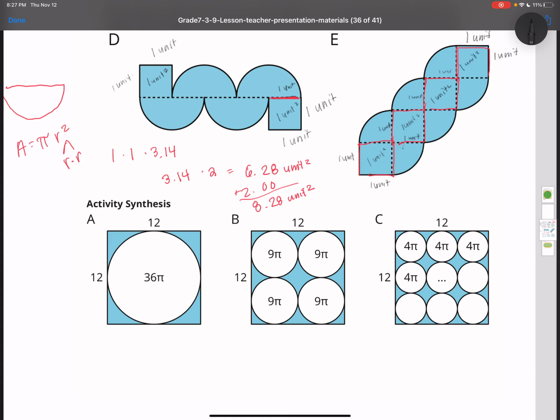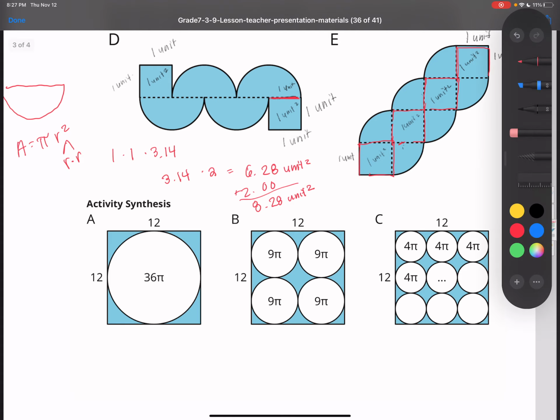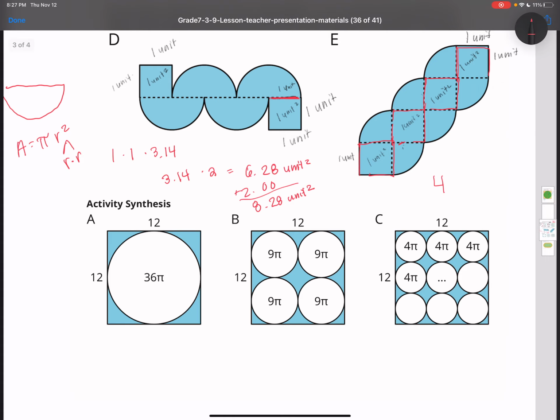And I'm going to erase that. So this is 1 unit squared, 1 unit squared. That's all the areas, okay? So we're starting off with this figure starting off at 4 units squared. Because we added all those units together.